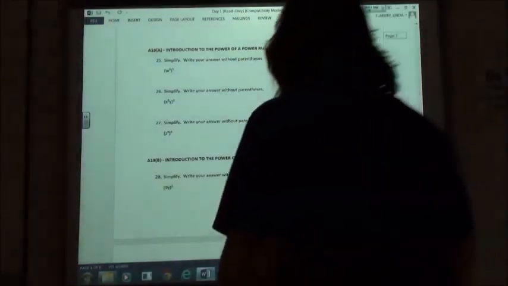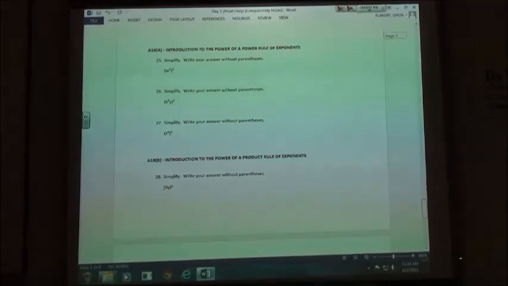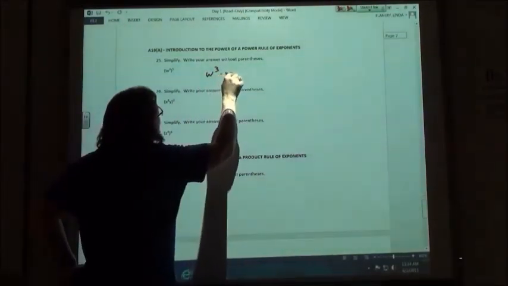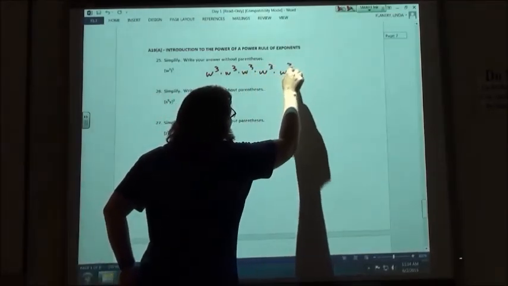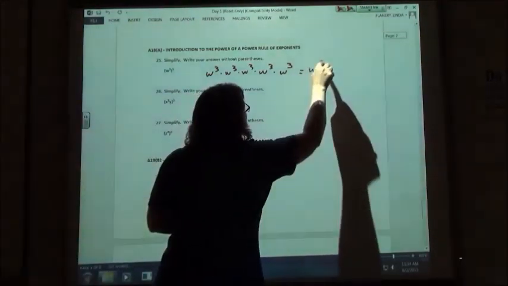The next one is the introduction to the power rule. The power rule basically says if I raise to a power, I multiply my exponents, because if I have w cubed and I raise it to the fifth power, it would mean w cubed times w cubed times w cubed times w cubed. I'd have 5 of them up there. And then my rule is to add the exponents. Well, 3 plus 3 plus 3 plus 3 plus 3, 5 of them, would give me w to the 15th.